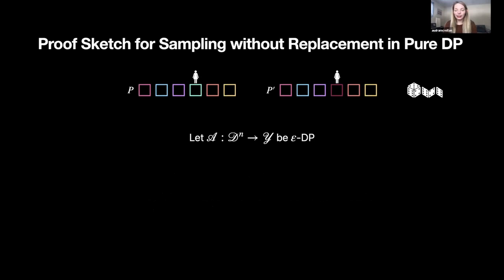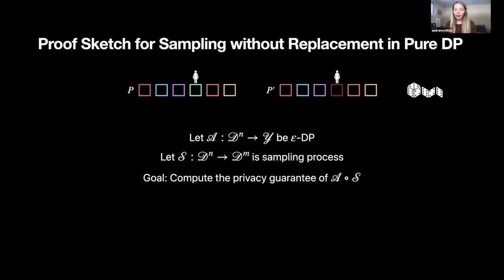Let's formalize this a little bit. Suppose I have my algorithm A, my differentially private algorithm. I have my sampling mechanism that takes data sets of size n to data sets of size m, so this is randomized. What I care about is the privacy guarantee of the composition of these two mechanisms.